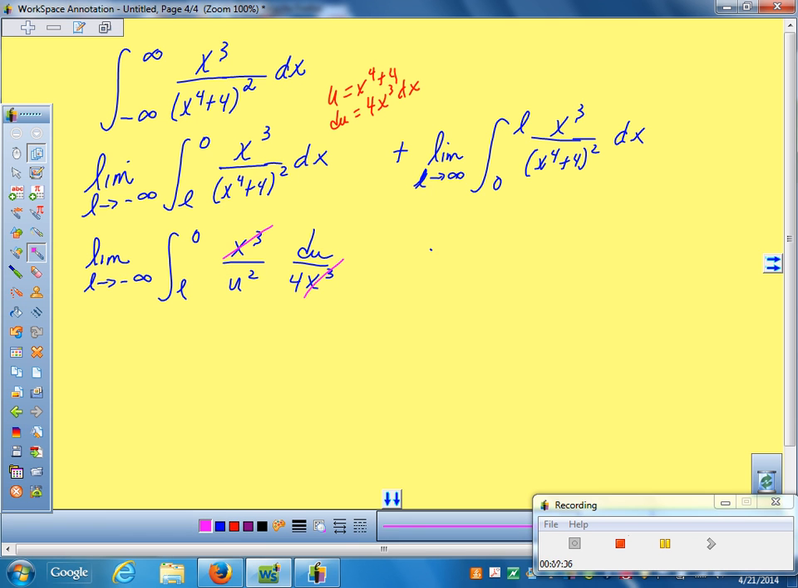Pull out your 1/4 this time. Okay, and here we actually need to make a decision as well. We pull out a 1/4. We also have the option of, it's currently in u's, where this u is a quantity, we can change our limit.